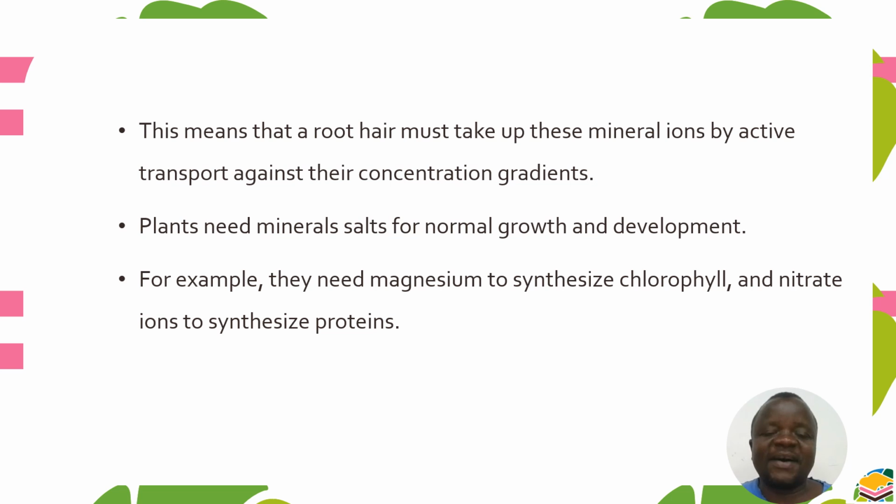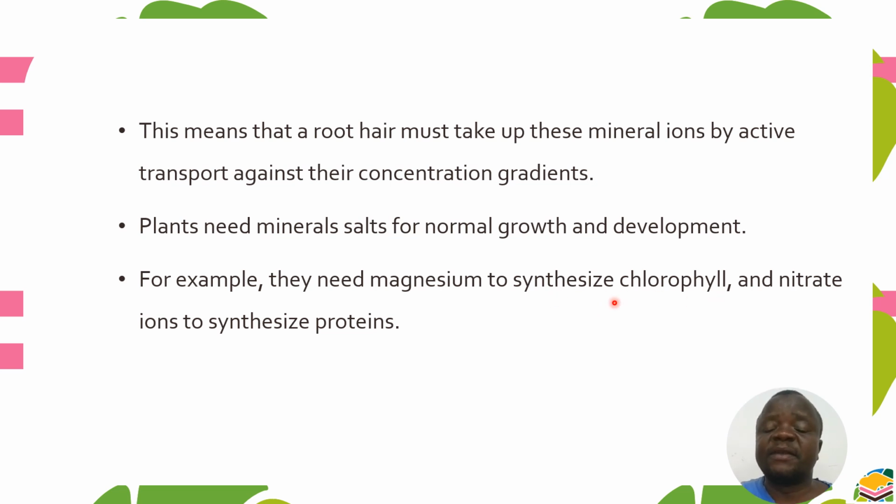Here now we have this. This means that the root hairs must take up these mineral ions by active transport against their concentration gradients. Now, plants need mineral salts for normal growth and development. Remember, in the previous lesson, we mentioned nitrogen, for example. Nitrogen, in the form of nitrates, is combined with glucose to produce protein for growth and development. They also need magnesium to synthesize chlorophyll.